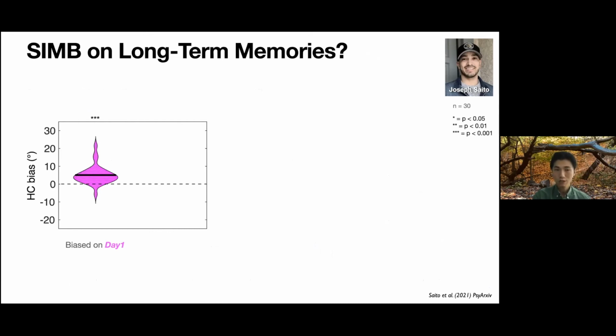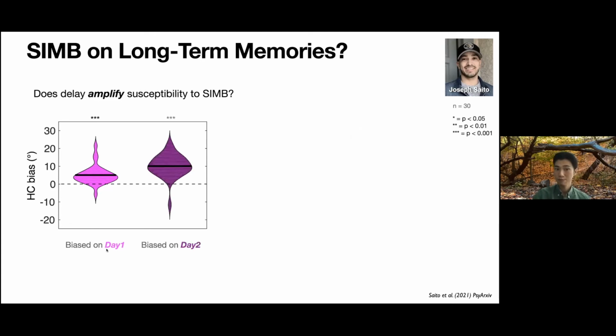Another interesting question that you could ask is whether the delay between encoding and the goal-oriented use amplifies the susceptibility to the SIMB. To answer that, he can look at the magnitude of the bias for the item that was used for the comparison on day two. And here what he found was an amplified bias for the item that was used in perceptual comparison on day two than day one. So yes, the delay from encoding to memory usage seemed to amplify that bias.